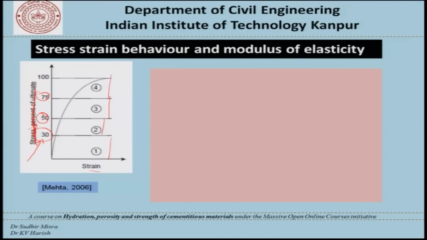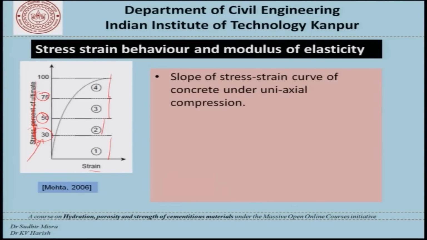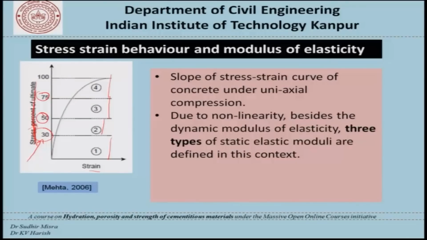And that is exactly the kind of thing which I was alluding to when I tried to draw your attention to the stress strain curve of concrete in the last slide. Now, moving forward with this, the slope of the stress strain curve of concrete under uniaxial compression is what is shown here. Due to the non-linearity, besides the dynamic modulus of elasticity, three types of static moduli are defined in this context. One is tangent, the other is secant, and the chord. We will come to this when we come to the definition and the estimation of the modulus of elasticity of concrete.